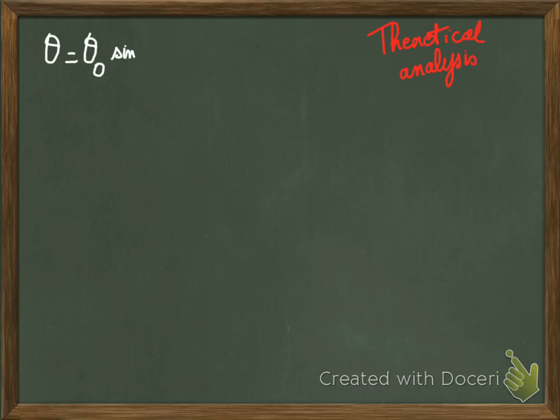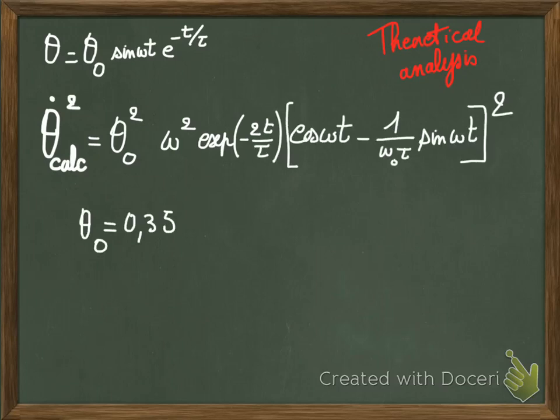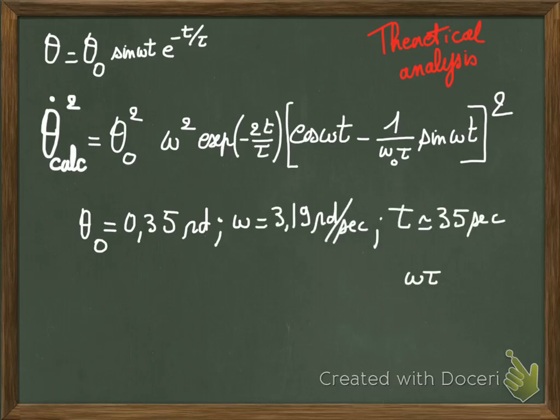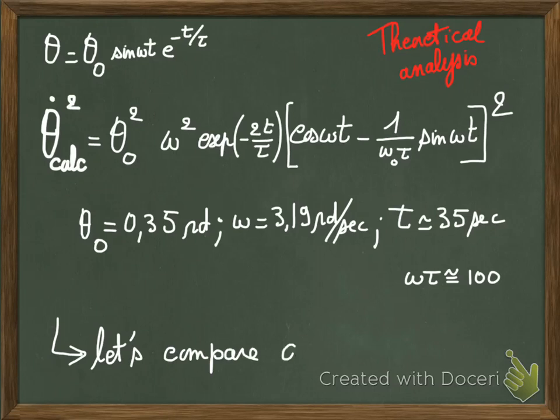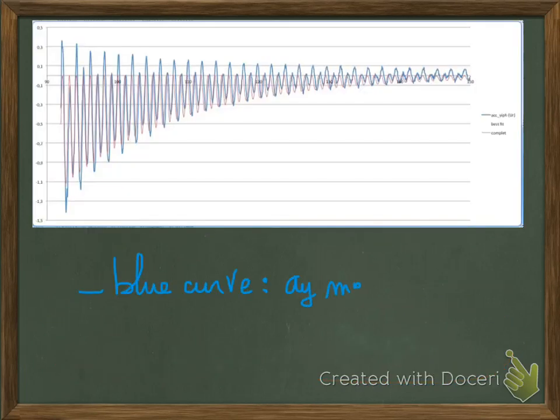So if we now do the theoretical analysis, we start with the best fit we had for theta, and then we know theta naught, we know omega, and we know tau. All these values are well defined now. So we do the calculation, and then we have a complete expression for theta dot to the square. And now we can compare directly, without any adjustable parameter. They are all defined by the analysis of theta, and we can just put the two curves together and see what's happening. And this is what we have.